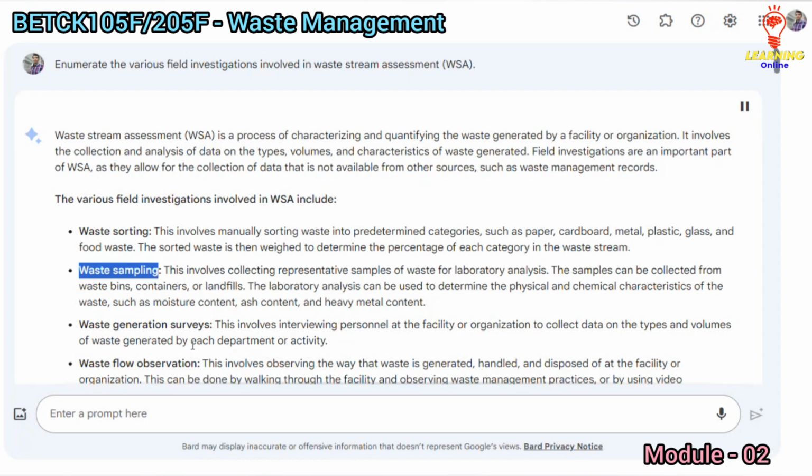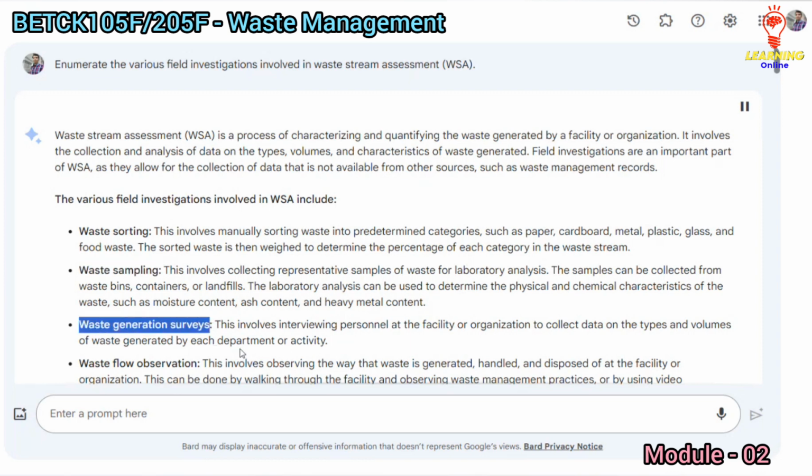Waste sampling. This involves collecting representative samples of waste for laboratory analysis. The samples can be collected from waste bins, containers, or landfills. The laboratory analysis can be used to determine the physical and chemical characteristics of the waste, such as moisture content, ash content, and heavy metal content.